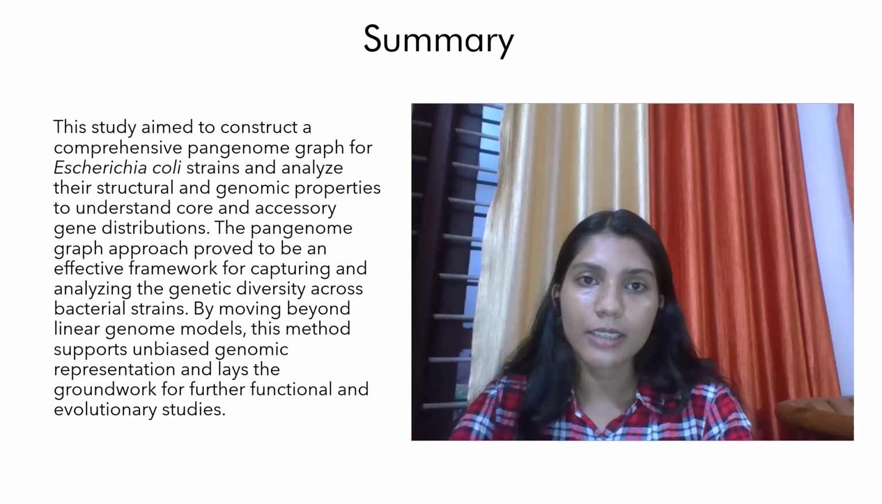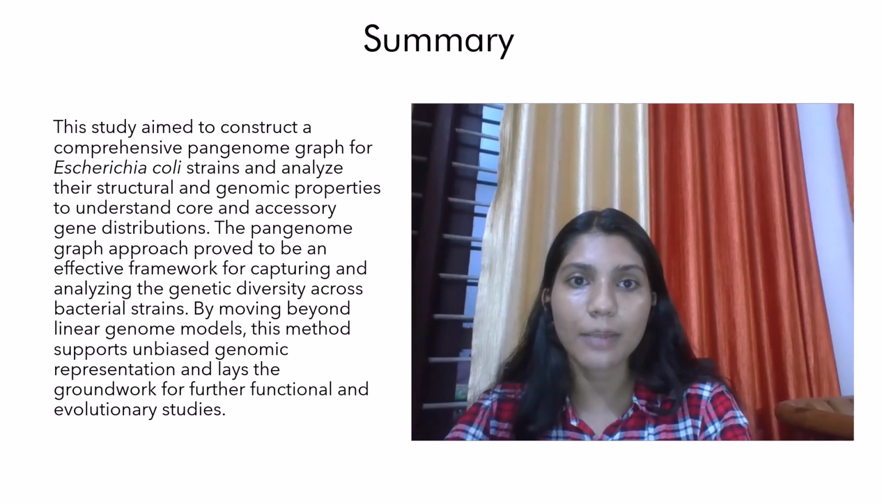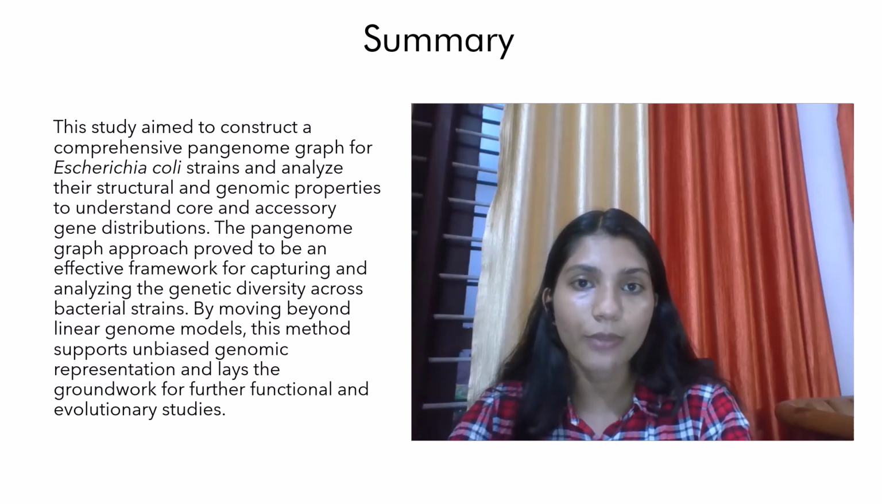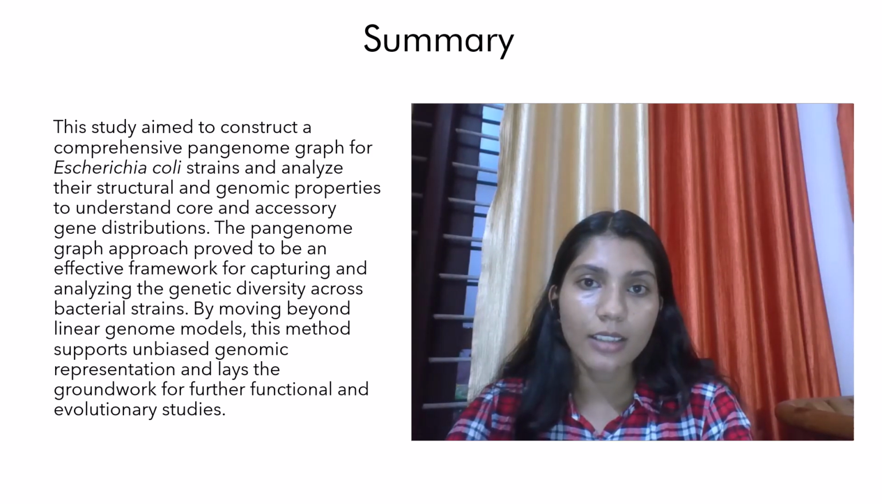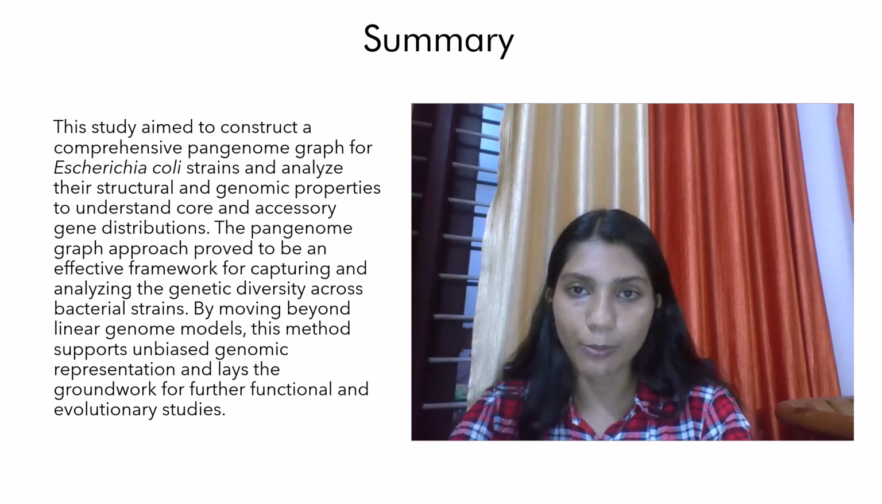To wrap up, this project successfully built a Pangenome graph for 15 E. coli strains, and this study aimed to construct a comprehensive Pangenome graph for these strains and analyze their structural and genomic properties to understand core and accessory gene distribution. Using a graph approach instead of a single linear genome gave us a much clearer picture of core versus accessory genes and structural diversity. And this method helps avoid reference bias and opens the door to better evolutionary and functional genomic studies. It's especially useful for bacterial species where genomic variation is common and important.